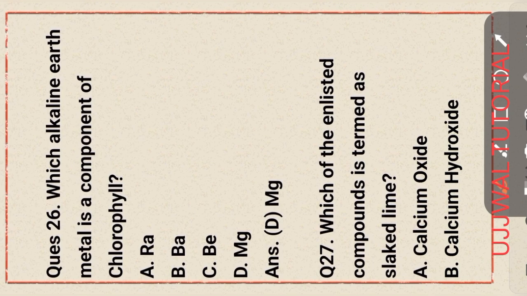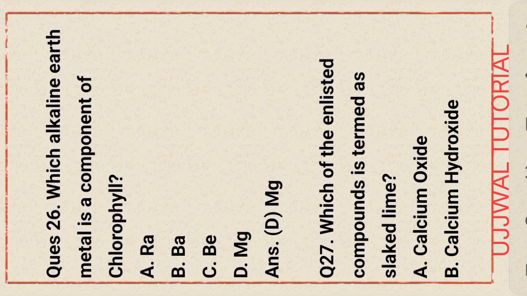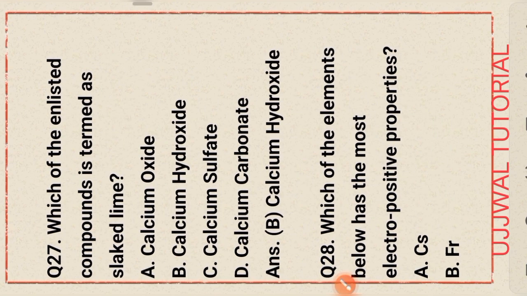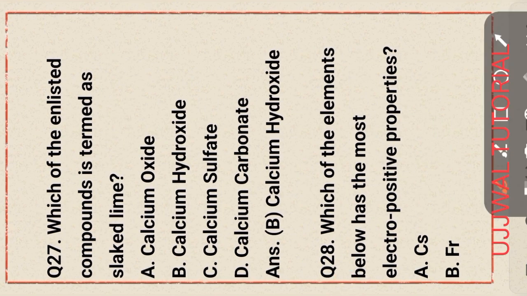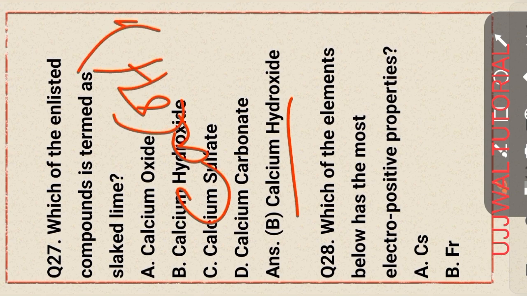Question number 26. Which alkaline earth metal is a component of chlorophyll? Option D, magnesium. Magnesium is the component of chlorophyll. Next question, number 27. Which of the enlisted compounds is termed as slaked lime? Calcium hydroxide, that is formula Ca(OH)2.